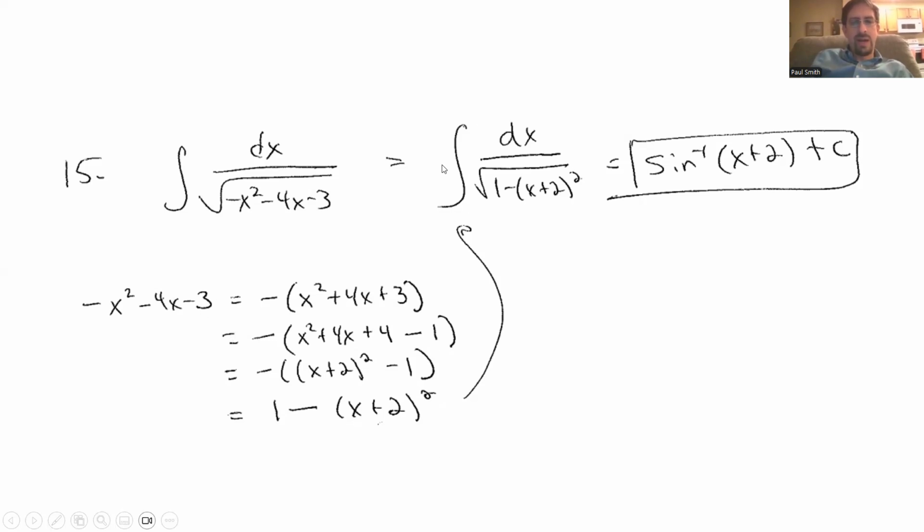When I rewrite my denominator with this new form, it's the integral of dx over the square root of 1 minus x plus 2 squared, which perfectly fits our inverse sine antiderivative. So this is the inverse sine of the input x plus 2, plus c. So we cracked the code on that one. This doesn't always work, but this is a new thing on AP, and they want you to know how to do it.